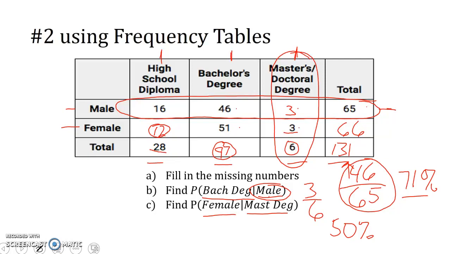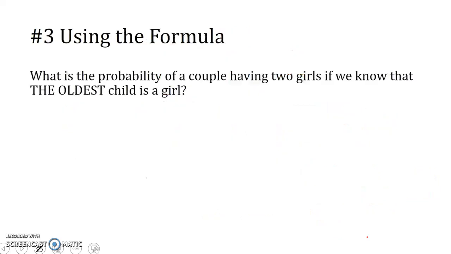So that's some examples of conditional probability. Let's just take a look at another problem here that's going to lead into our last problem. There's 4 examples in this video, and this is number 3. What is the probability of a couple having 2 girls if we know that the oldest child is a girl? Well, this is really not conditional probability, and the reason why it's not is because the youngest child isn't dependent on what the first child was.